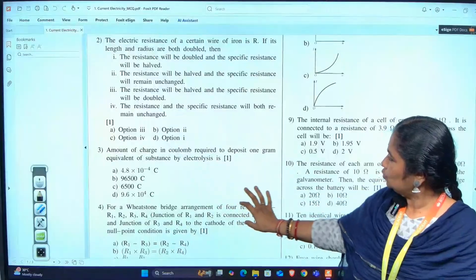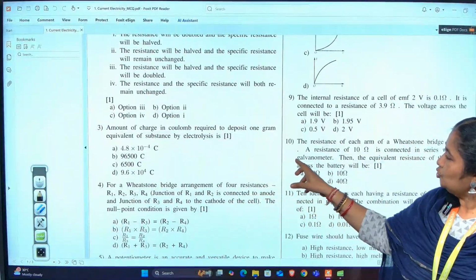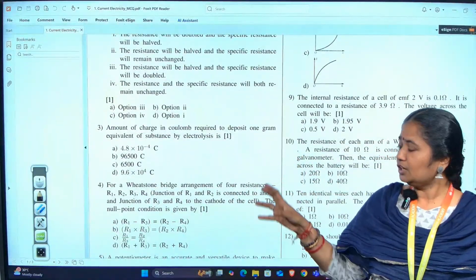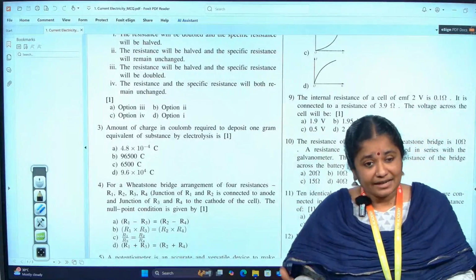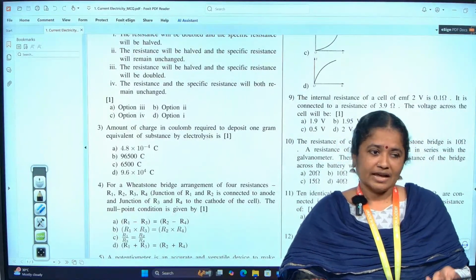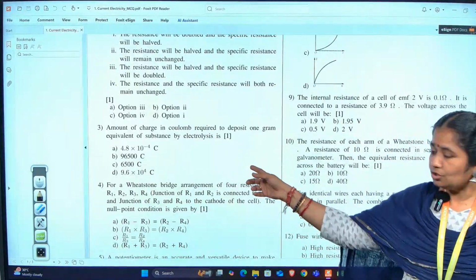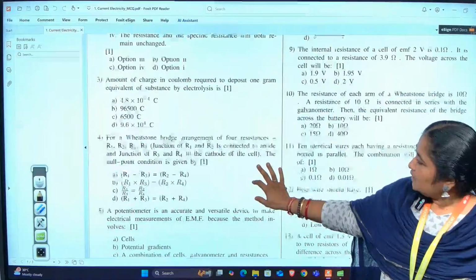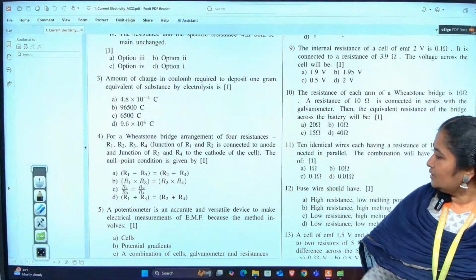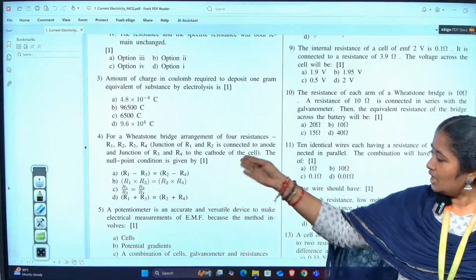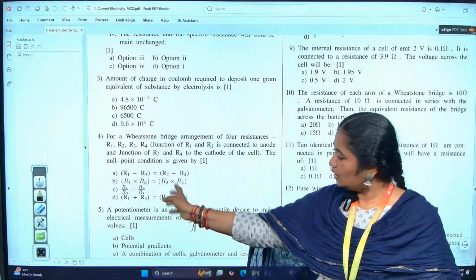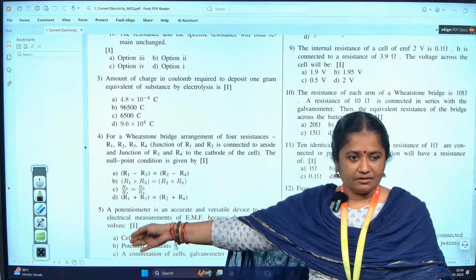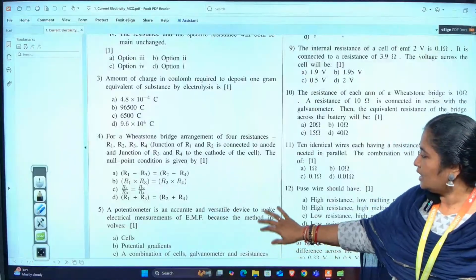So option 2. Then, the amount of charge in coulombs required to deposit 1 gram equivalent of a substance. For 1 gram equivalent, how many electrons do you need to supply? Avogadro number into the charge of a single electron. So you got the answer: 96,500. Then this one was R1 by R2 is equal to R3 by R4. It is just a rearrangement: R1 by R3 is equal to R2 by R4.